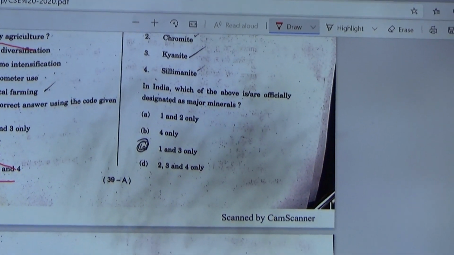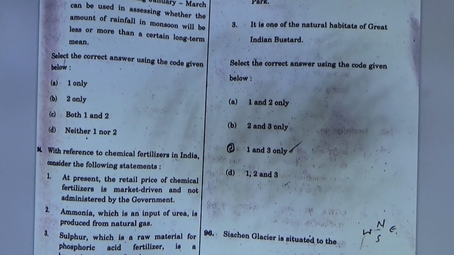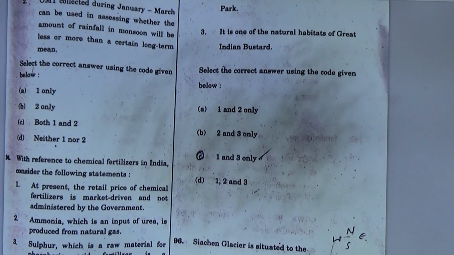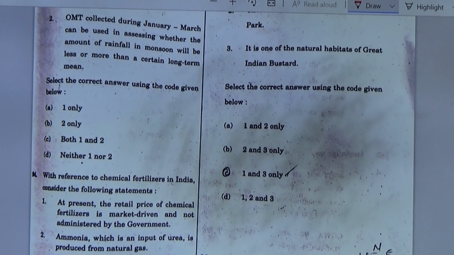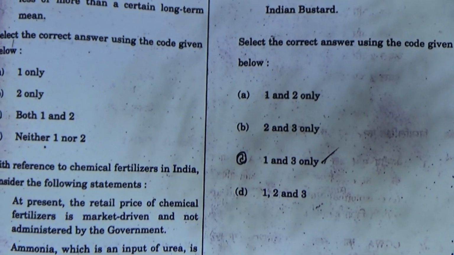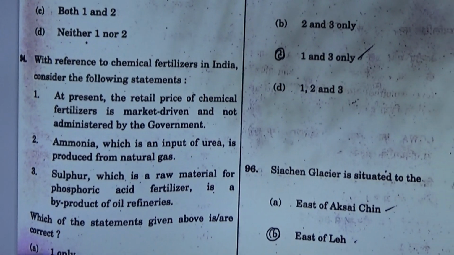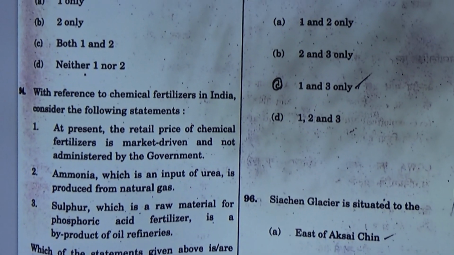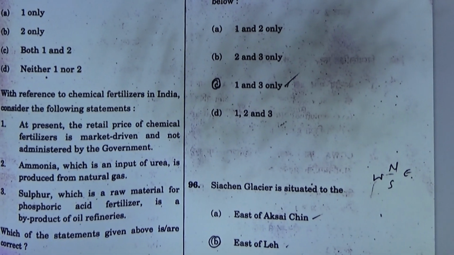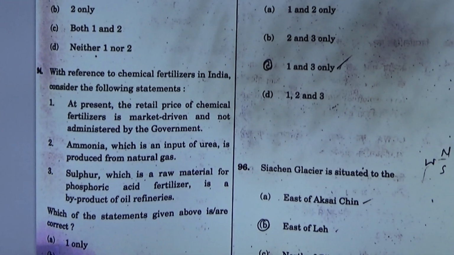Fine. Then we have questions. Question number 94. No, 94 we will be discussing separately, because it is a part of science and tech also, but let me give you the idea about it.